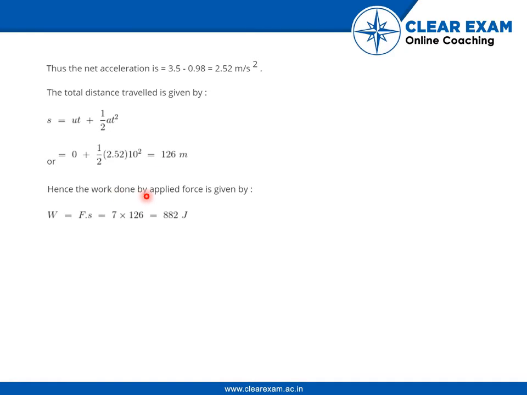Hence the work done by the applied force is given by Fs. Now we know the value of F, we know the value of s, so eventually we get the work done to be 882 joule.